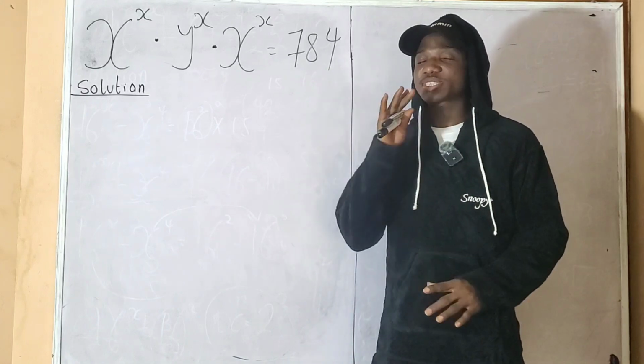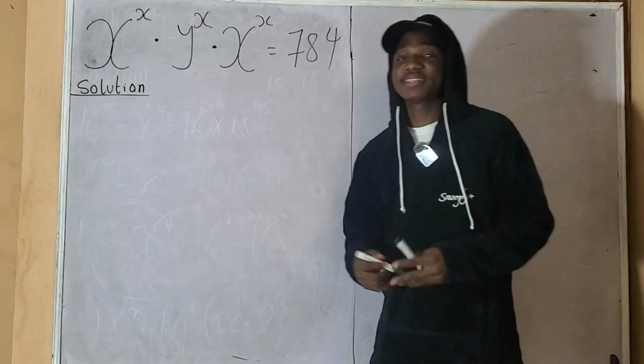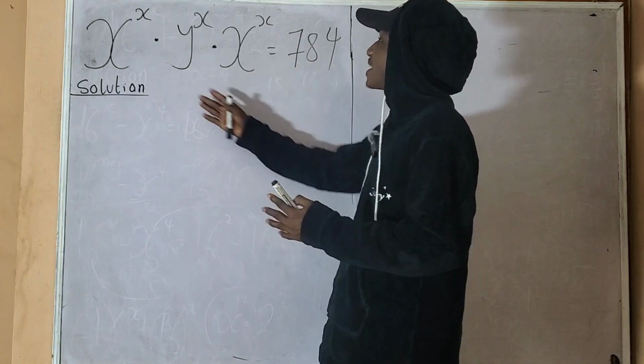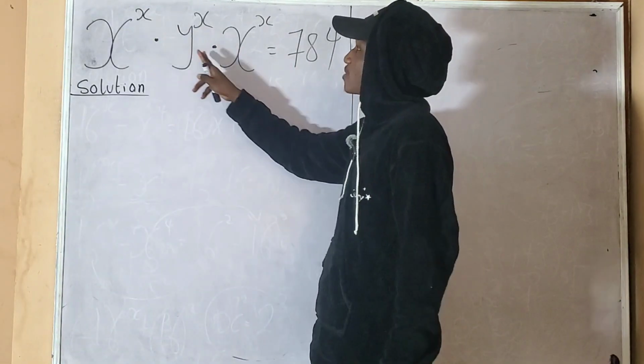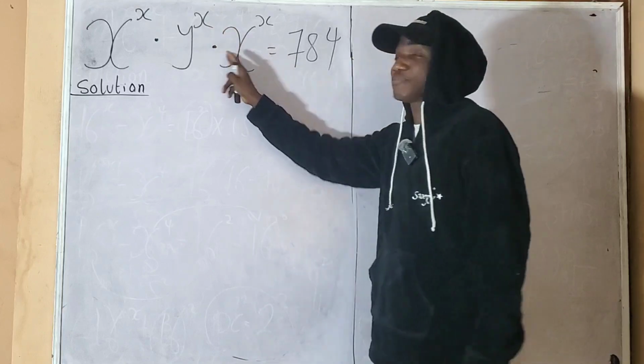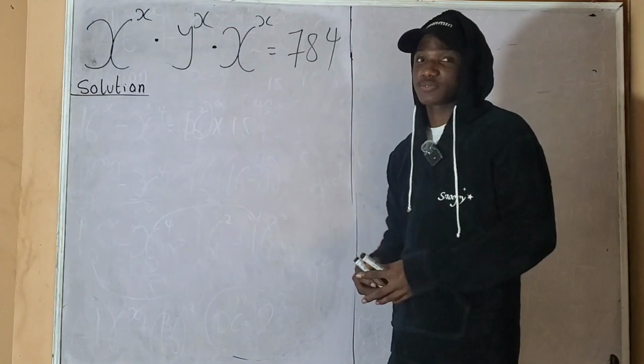This question will test your ability to think. Our goal is to find the value of x and y in this equation: x^x multiplied by y^x multiplied by x^x equals 784.